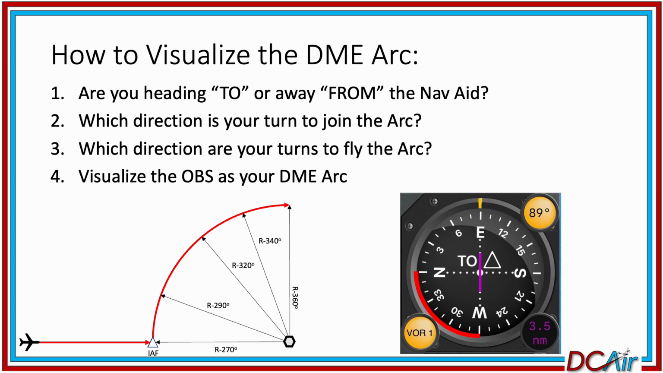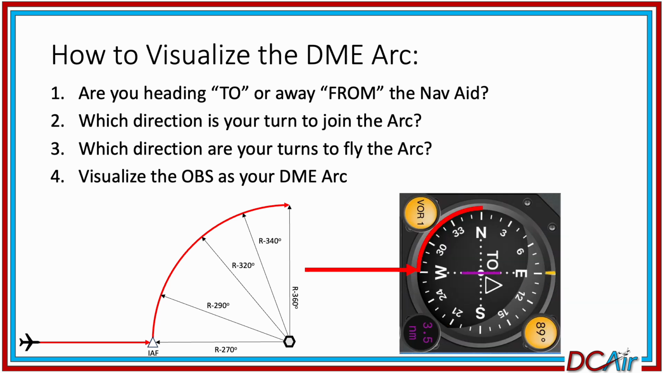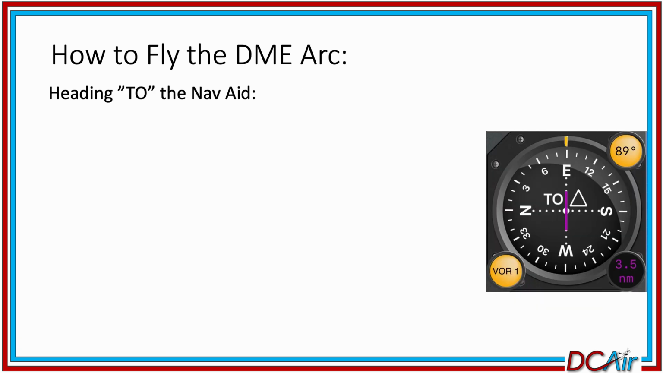This example shows the challenge of visualizing the DME arc on an OBS because the direction does not align with the OBS. But what if we rotate the OBS to match our flight path? Now you can more clearly see that the radials we cross match the arc around the bottom of the OBS. Now that we know what it looks like, we need to know how to fly it.